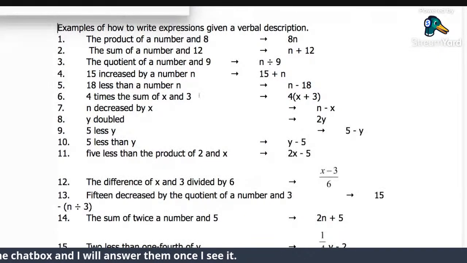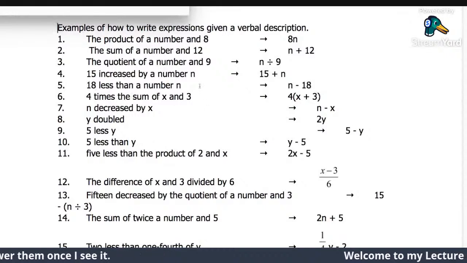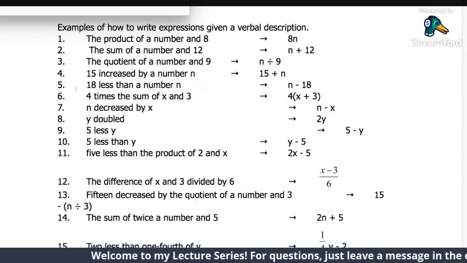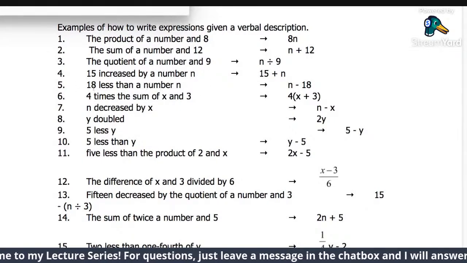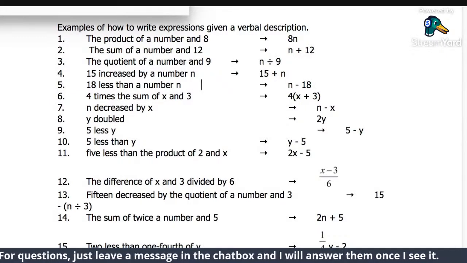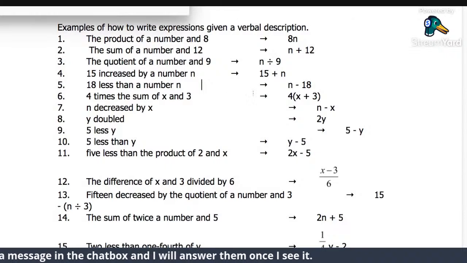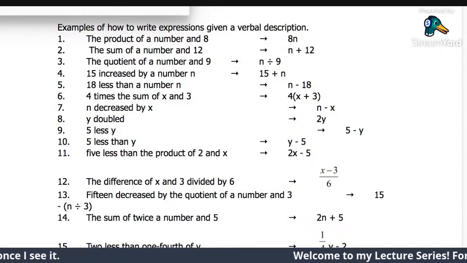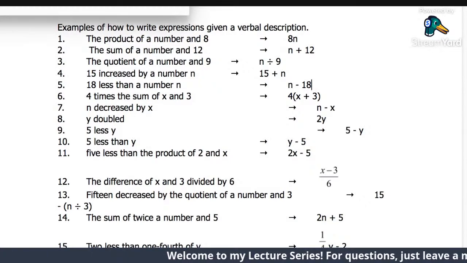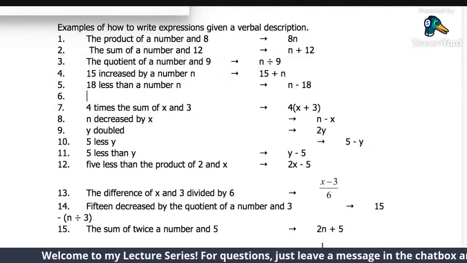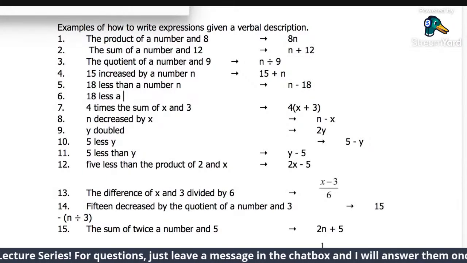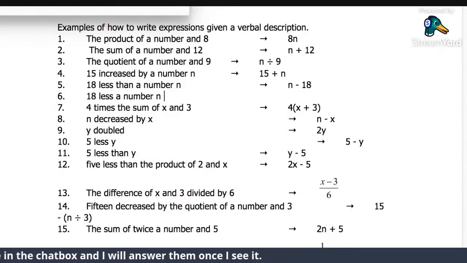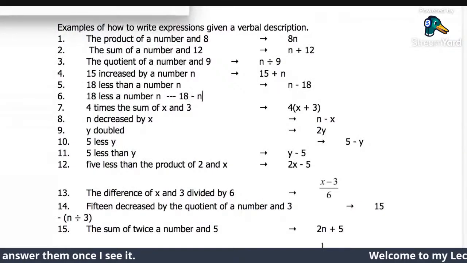Okay, so when you write this, sometimes it creates confusion among students. When they see 18 less than a number n, they would write this as 18 minus n. But since you made use of the expression less than, this should be written as n minus 18. Now, when will this become 18 minus n? This will be 18 minus n if the given is 18 less a number n. So in this case, this is 18 minus n.